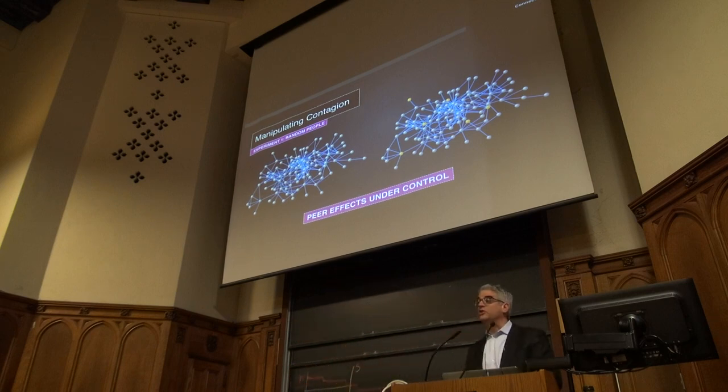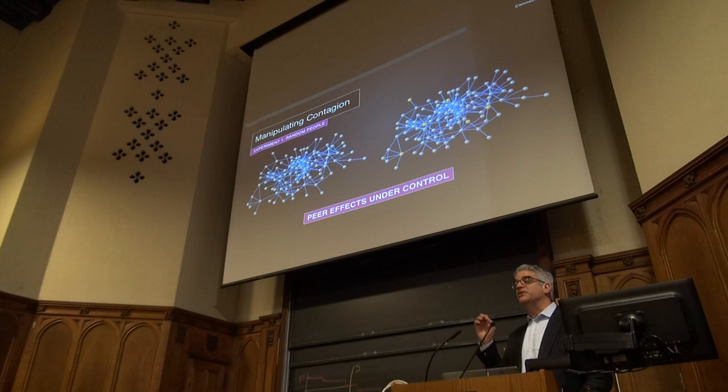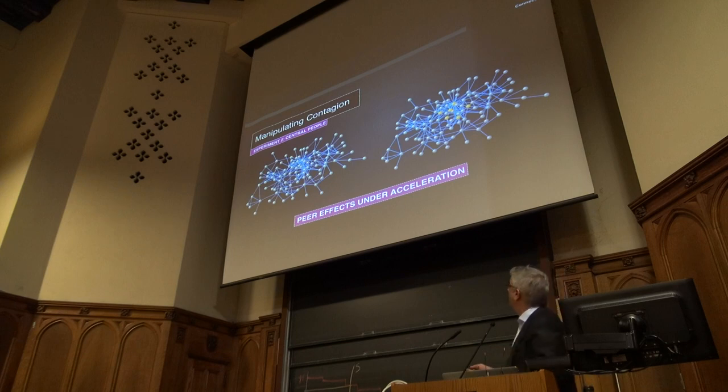Then what we can do is we can start getting really inventive. Because instead of picking people at random, we can use network mathematics to try to identify who are the most structurally influential individuals so that we can target them. So this is known as peer effects under control, or we're looking at the control village and measuring peer effects. This is peer effects under acceleration.